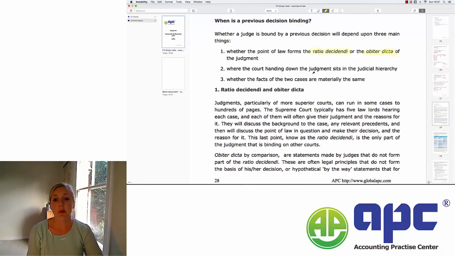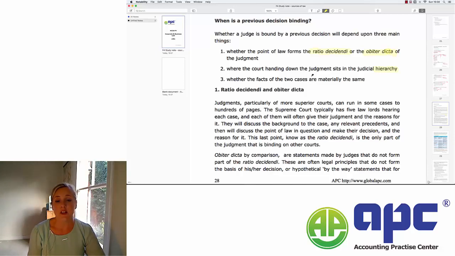It will also depend upon the hierarchy of the courts. So we talked about that a lot last time. We looked at the court system and we understood that we have inferior courts, and then going up the diagrams, they go to more superior courts with more judges sitting. And the principle of judicial precedent relies on this judicial hierarchy as to which courts are bound by lower or higher courts, and we're going to come on and have a little bit of a chat about that later.